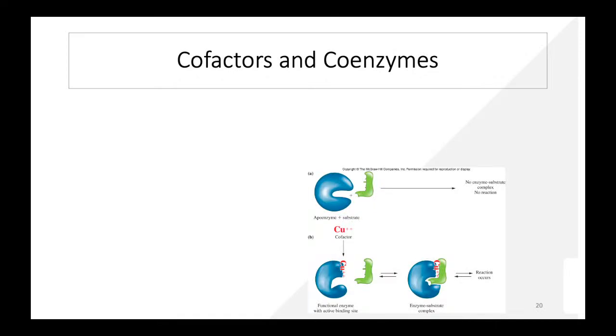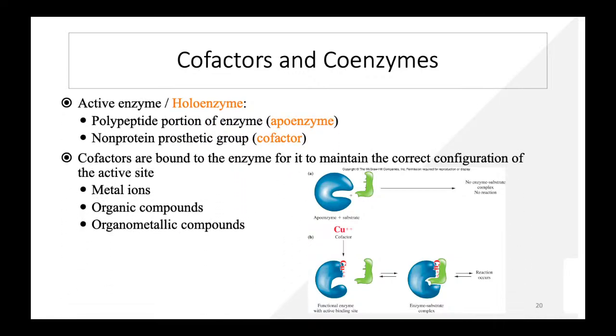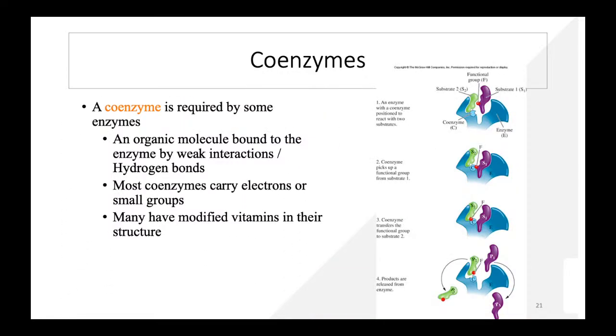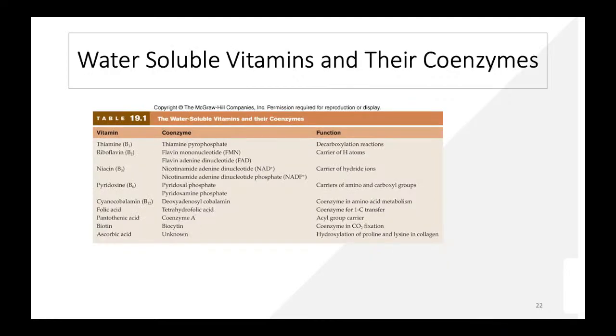And then we discussed cofactors and coenzymes. Like copper here, if it is present, only then could the reaction be possible. We also discussed that a coenzyme could help transfer one functional group from one substrate to another substrate. We also discussed various examples of coenzymes, various vitamins in our body.